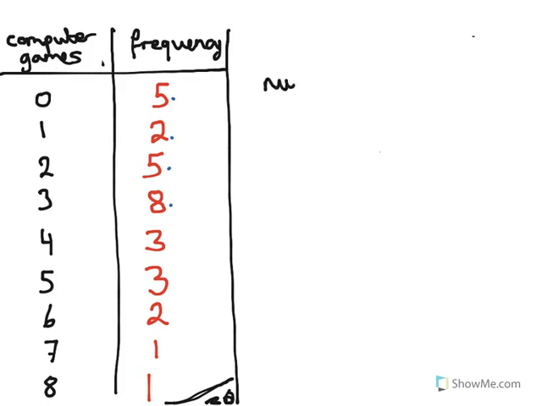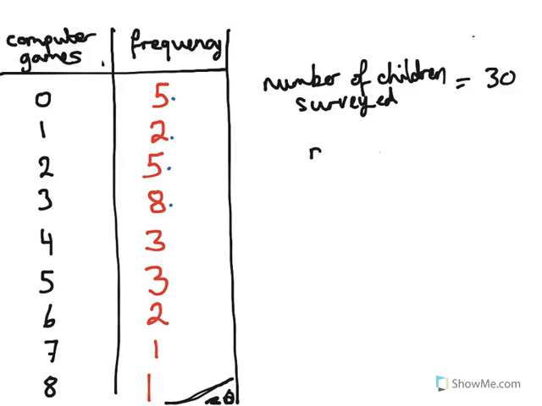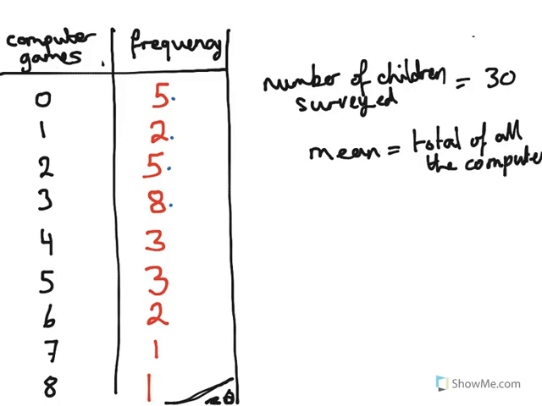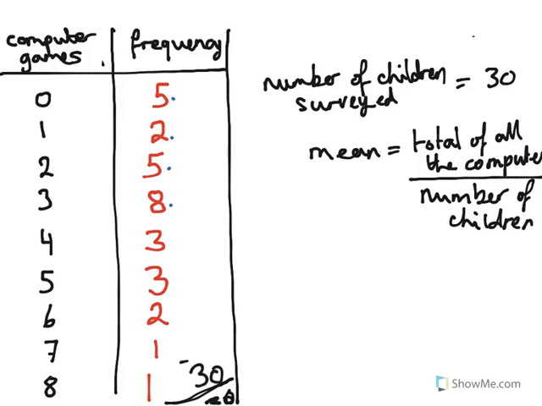So we have that data here. Number of children surveyed equals 30. And to calculate the mean, the mean is the total of all the computer games, seeing how many computer games they've got, divided by the number of children. So it's always the total of all the computer games that all the children have, divided by the number of children that we've questioned. And we know that we've questioned 30 children here in this survey.